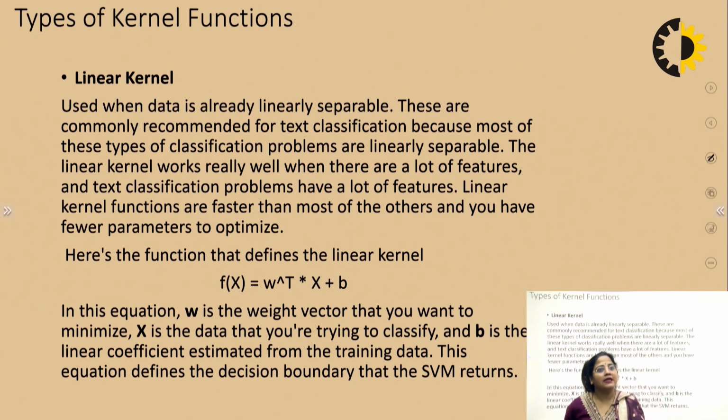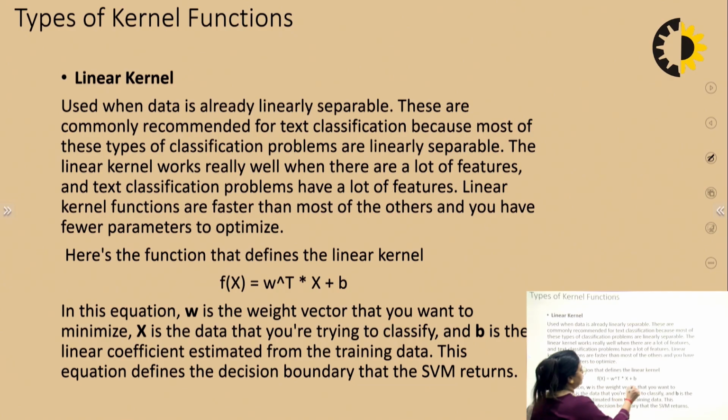So the first one is the linear kernel. The linear kernel is used when data is already in linear form, linearly separable. This type is commonly recommended for text classification, because most text classification problems are linearly separable: yes or no, two classes. Text classification problems have a lot of features. Linear kernel functions are faster, and you have fewer parameters to optimize. So this is the simple function of the linear kernel.